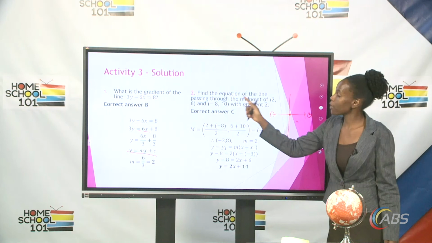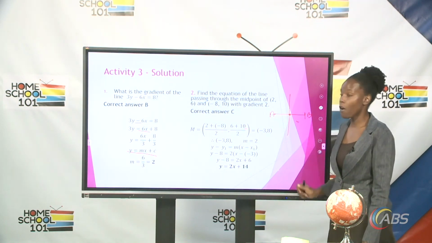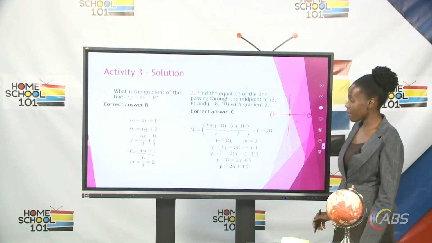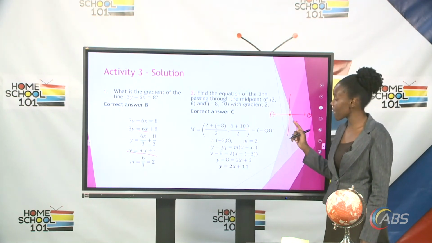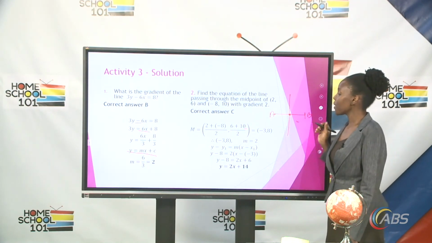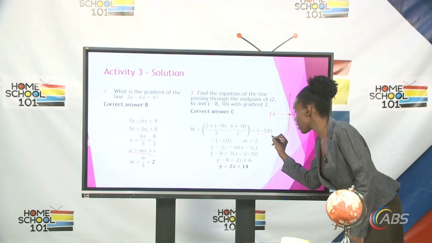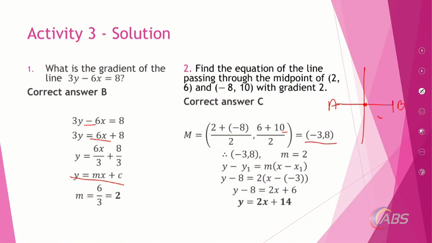So using these two coordinates, we substitute in the formula for the midpoint, and we end up with the coordinates being -3 and 8. We will then use this as our point on the line, -3 and 8, along with our gradient 2, in order to find what the equation of the line is. So substituting -3 and 8, as well as our gradient of 2 into this equation, it becomes y minus 8 is equal to 2 times x minus -3.